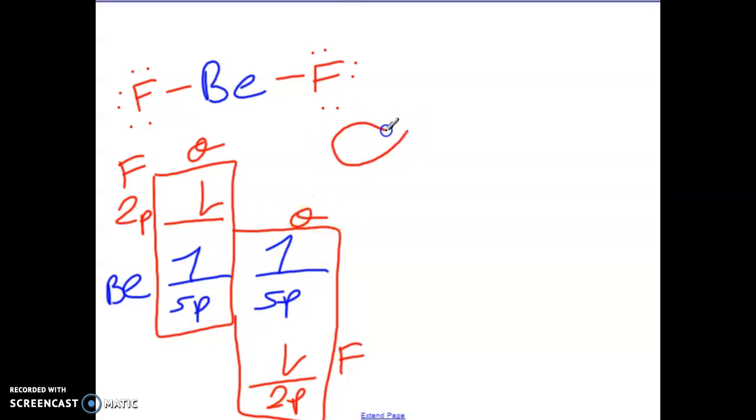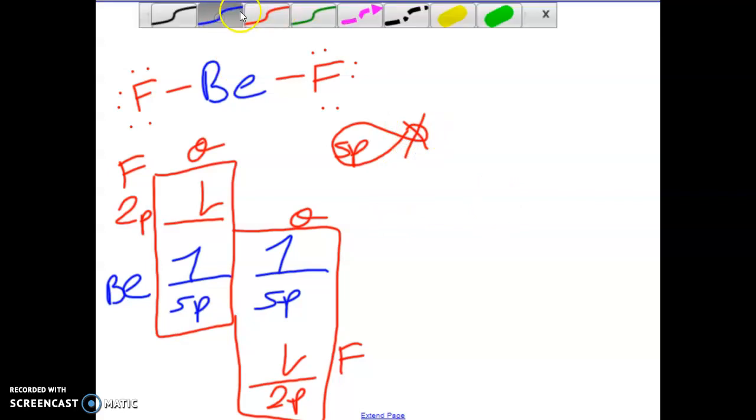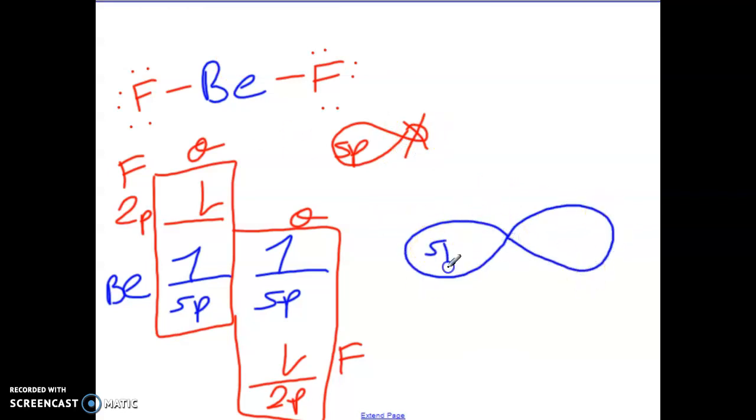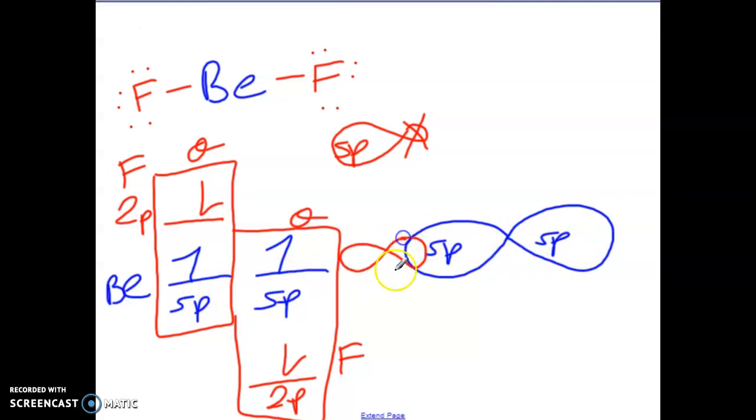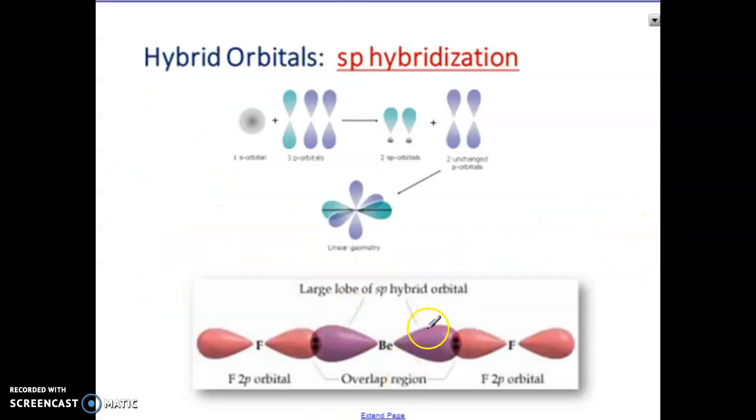Now, similar to before, sp has one larger end and one little end, but remember that you're only drawing the larger ends. So what this will look like is you're going to have two sp orbitals. So here are my two beryllium sps. And you're going to have a fluorine 2p on either end. Right, so here's fluorine, our two berylliums, and then another fluorine. So that's what this is showing you here. So this is an sp, and this is one fluorine. So here's a sigma bond, and here is our other sigma bond with the other fluorine.